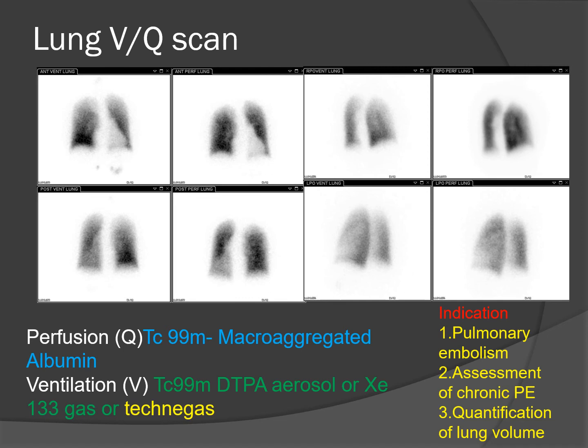If you see here, the first image is the anterior ventilation, and the second image is the perfusion. So we have to compare ventilation and perfusion. For perfusion, we just inject the patient with technetium-99m macroaggregated albumin, and then we do the imaging. In a normal patient, the images should be the same for the ventilation and perfusion study.